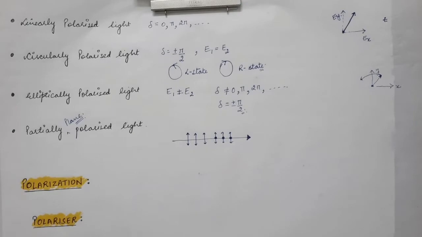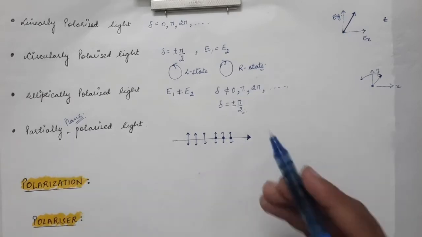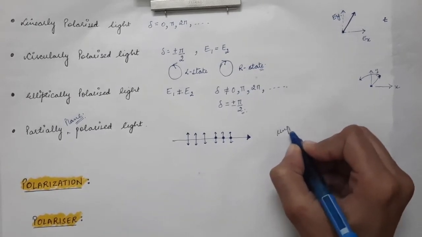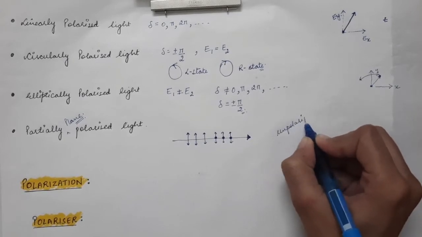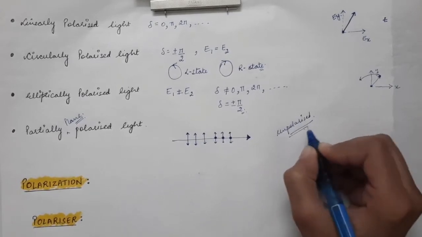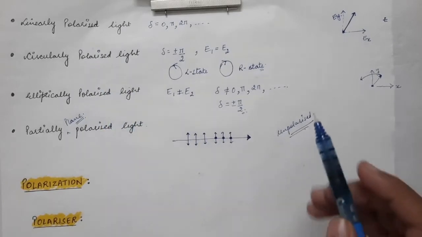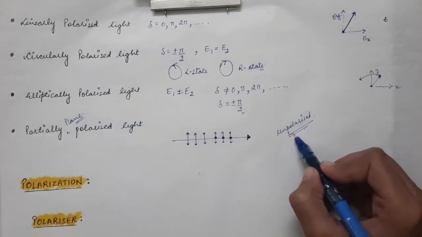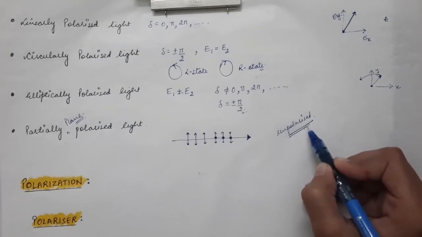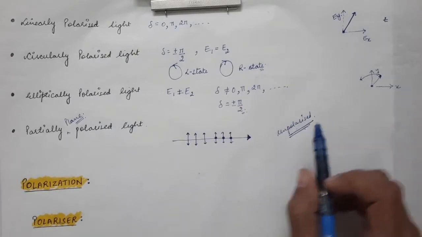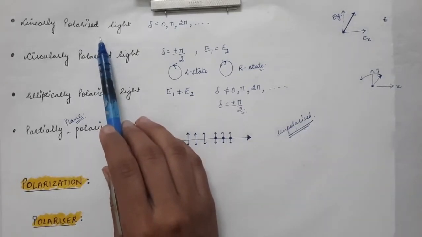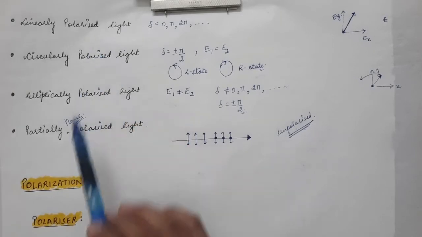So next, what is polarization? Because the name of the chapter is polarization of light. Now what is polarization? We have discussed unpolarized light. Then we discussed polarized light and the various types of polarized light. So now the process of converting unpolarized light into polarized light is called polarization.